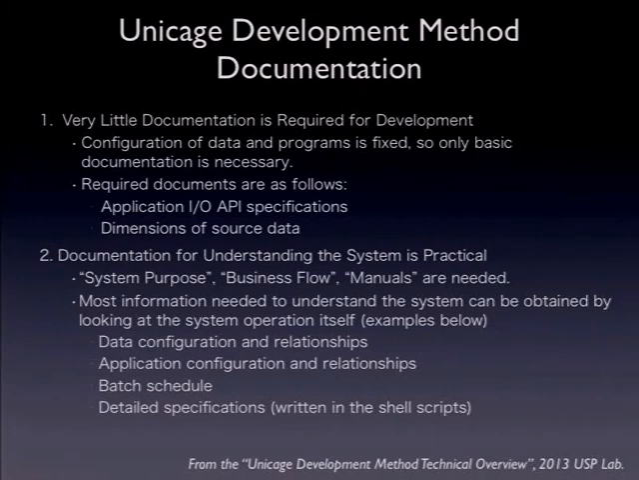Documentation: Unicage has little documentation. Because the application source code is very small, they don't need much documentation. The required documents are the application IO API and the data description of the source code, the original data description, and system purpose, business flow, and manuals.